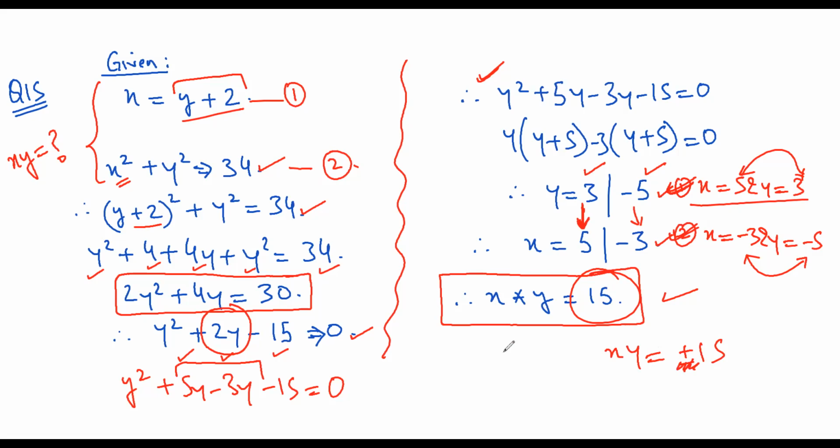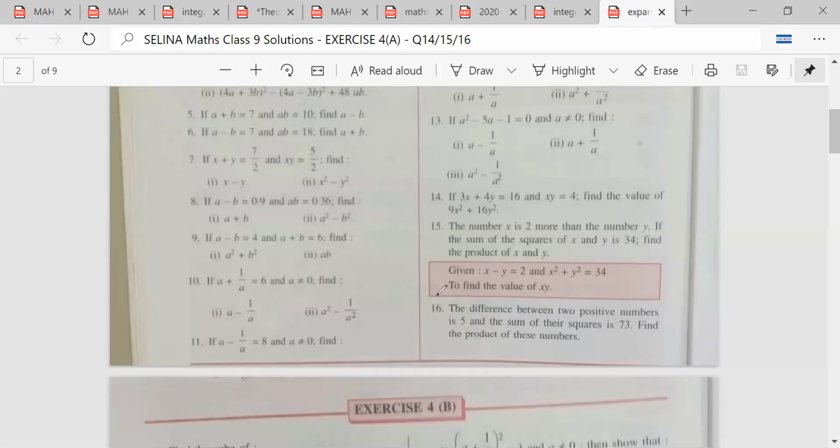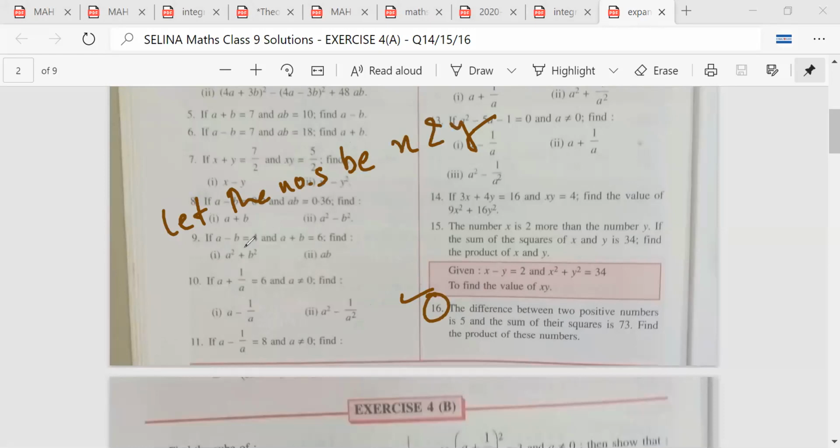Okay. The last question. The difference between two positive numbers is 5. So as usual, we'll let the numbers be x and y. So the difference is 5. So let x minus y be 5. And the assumption that I am making is that x is greater than y.